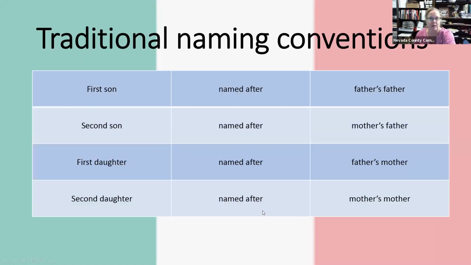One thing to be aware of, because this can make things very confusing, is the traditional Italian conventions of how to name the children. Typically, back in the 1800s that you're researching, the first son is named after the father's father. The second son is named after the mother's father. First daughter is named after the father's mother. The second daughter is named after the mother's mother.